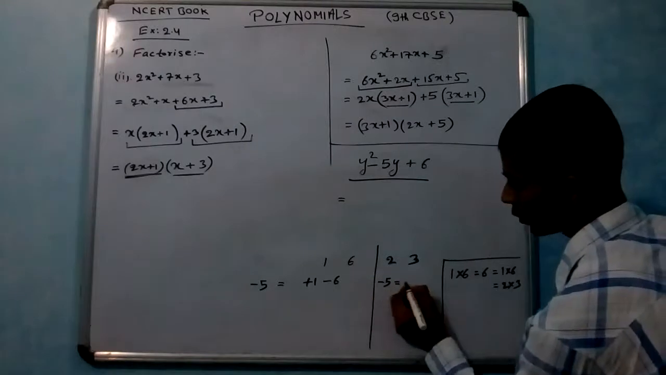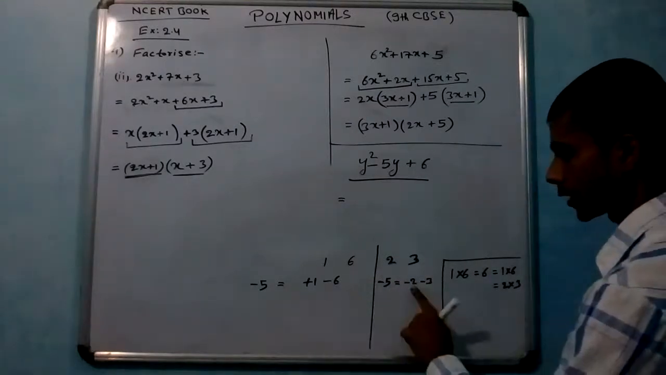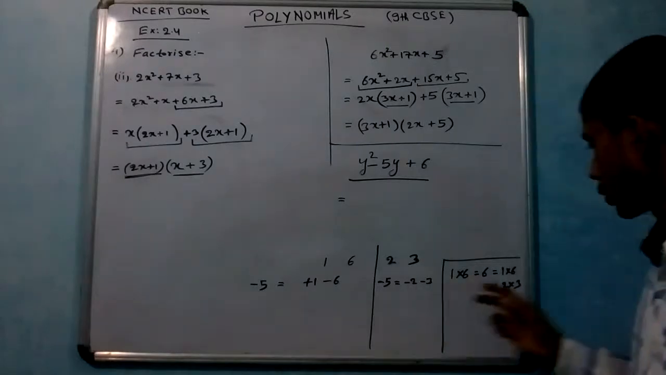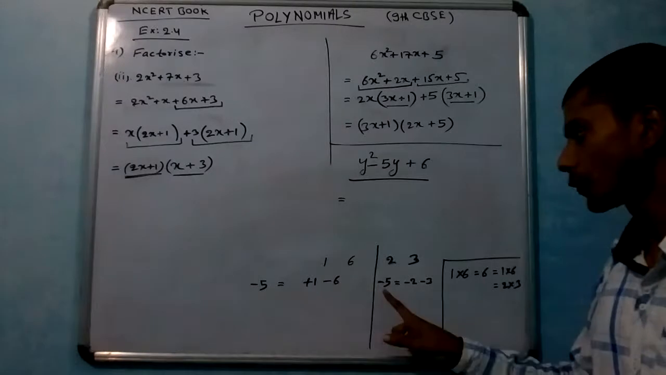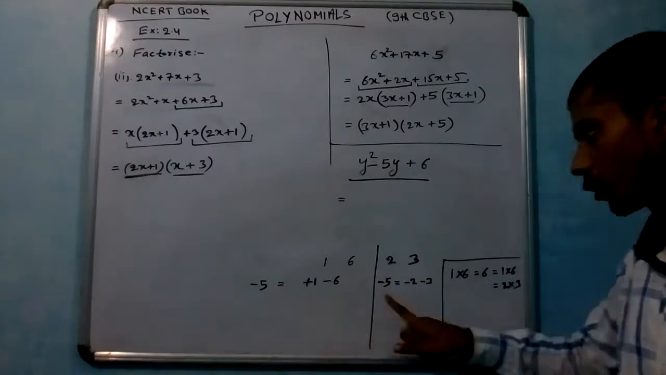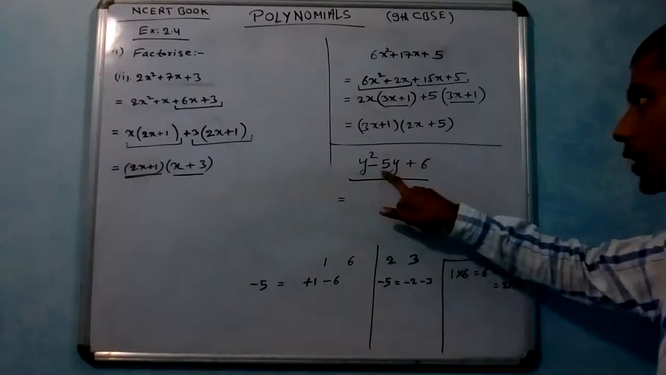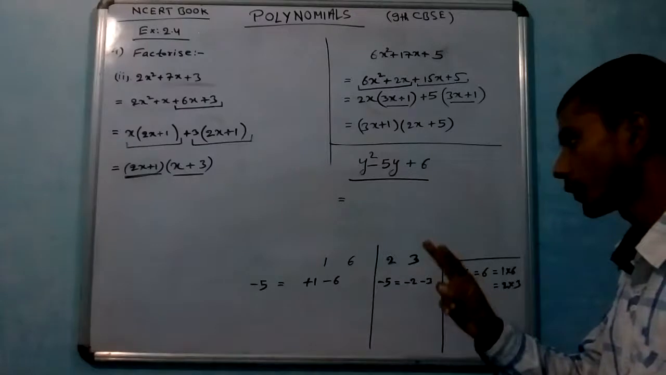Okay, good. Minus 2, minus 3. Now understand one important point here. The two splitted terms here, the addition subtraction, are giving us minus 5. Here also we are getting minus 5, here also minus 5. This should be the middle term that we are getting. But only one is valid, both are not valid.